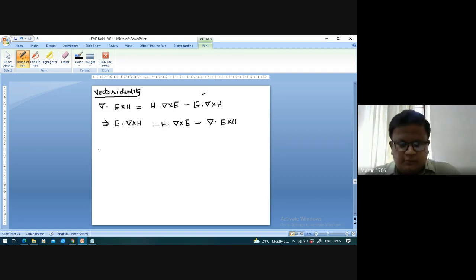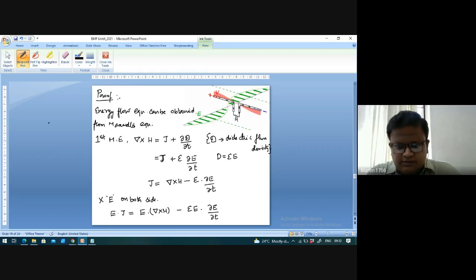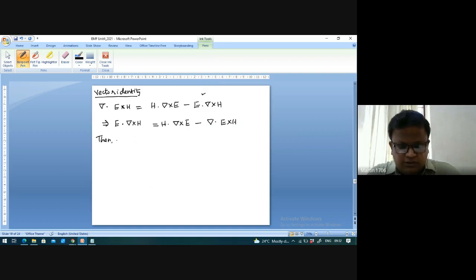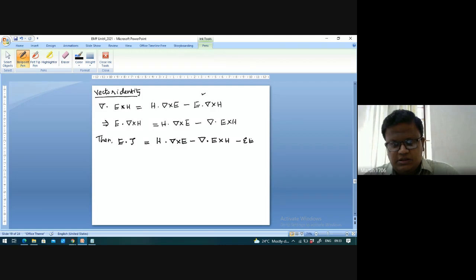So in the above equation, we have E dot J. Instead of E dot del cross H, I'm going to replace this term and write the remaining term. So E dot J is equal to H dot del cross E minus del dot E cross H minus epsilon E dot dou E by dou T.